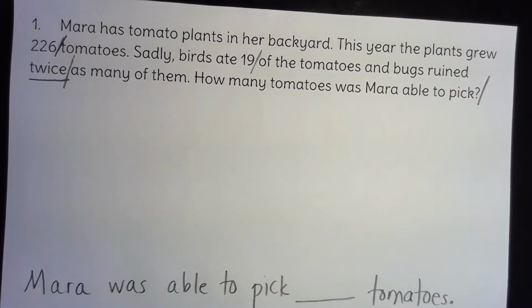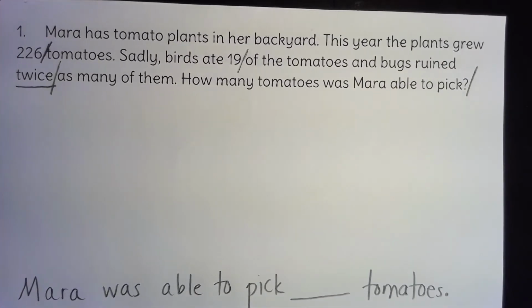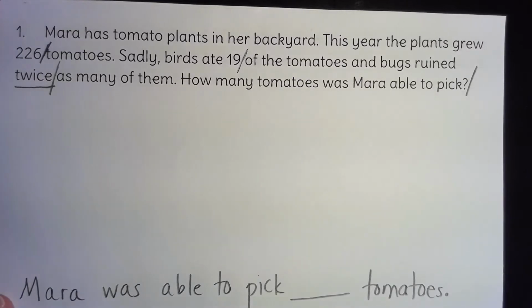Okay, so now we've got an answer statement, we've got a focusing issue, and here's what we know. There's a girl who grows tomatoes, okay? This would be a time where you stop and think, and you know this girl has grown 226 tomatoes. So you know she has a total of 226. You know that birds ate 19 of them and that bugs ruined twice as many as the birds ate. So what I like to do is keep track of what I know.